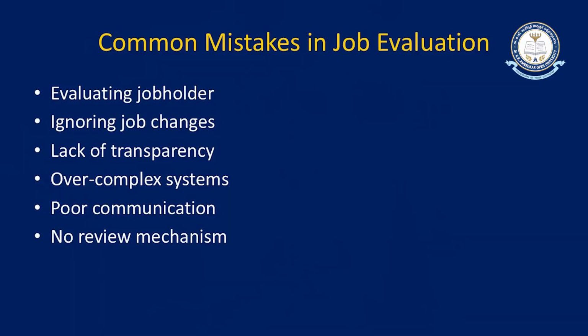Some of the mistakes are evaluating the job holder instead of the jobs, which is not going to help you, ignoring jobs which are changing rapidly, and lack of transparency. There are also issues with complex systems. Sometimes employees may not be able to understand them, so don't create such systems. Other mistakes are no communication or poor communication, and no review happening. So these are the mistakes that you can have.